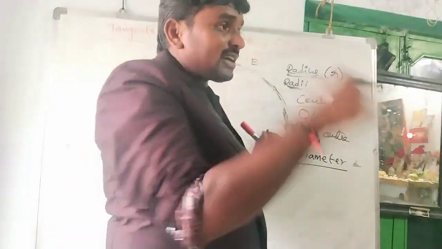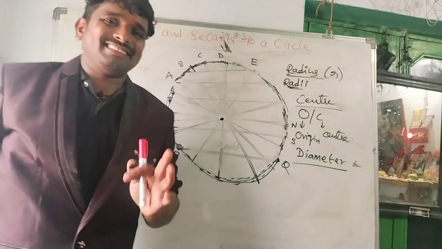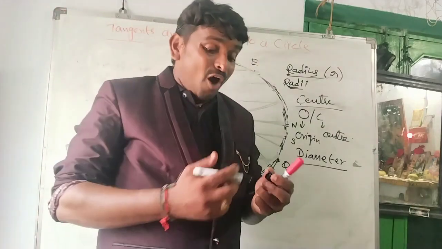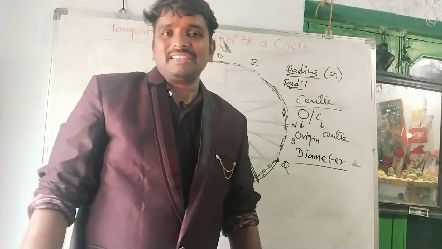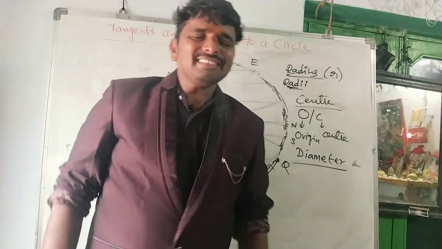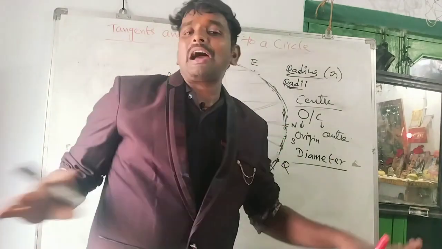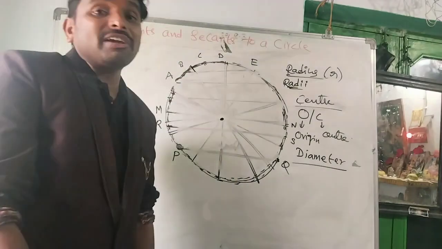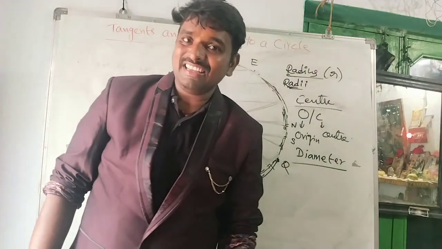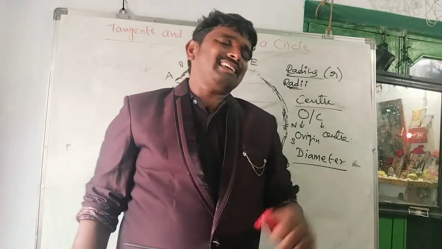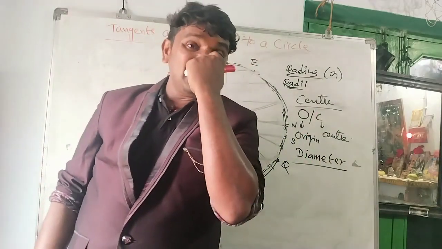Do all diameters have the same length? Yes, all diameters have the same length. How many chords can we draw in a circle? We can draw an infinite number of chords in a circle. Do all chords have the same length? No, chords will not have the same length. How many radii can we draw in a circle? An infinite number of radii. Do all radii have the same length? Yes, all radii have the same length.